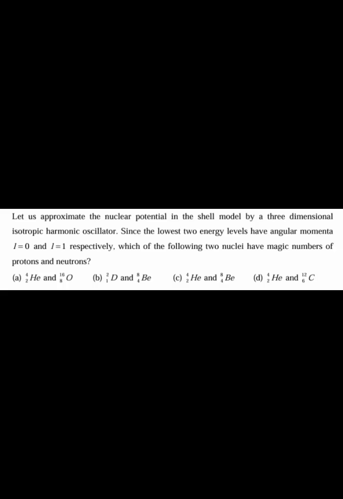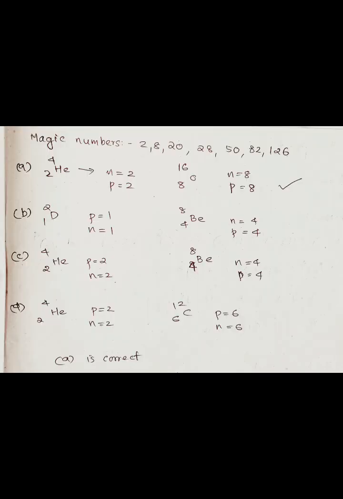The next question is, let us approximate the nuclear potential in the shell model by a three-dimensional isotropic harmonic oscillator. Since the lowest two energy levels have angular momenta L is equal to 0 and L is equal to 1 respectively, which of the following two nuclei have magic number of protons and neutrons? So here we need to find which options have the magic number of protons and neutrons. We know that the magic numbers are 2, 8, 20, 28, 50, 82, 126.